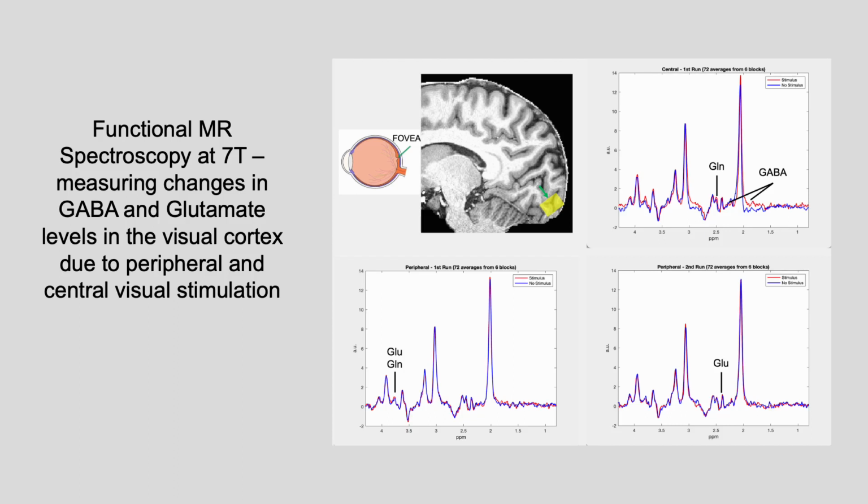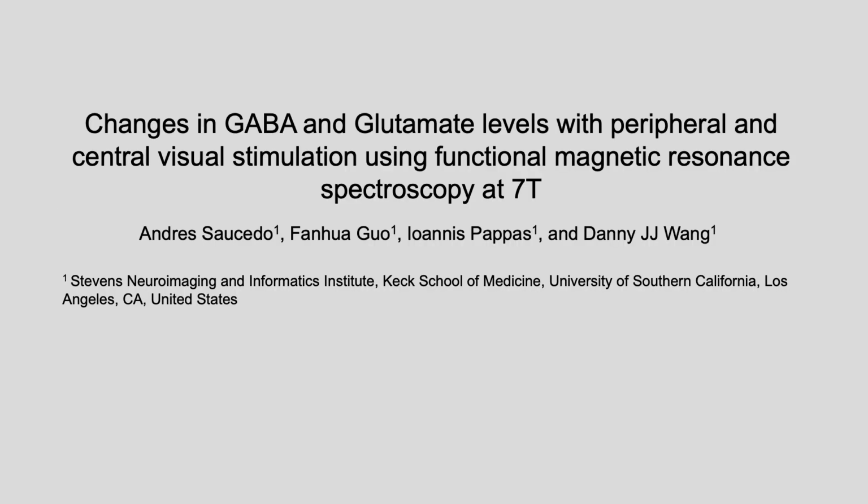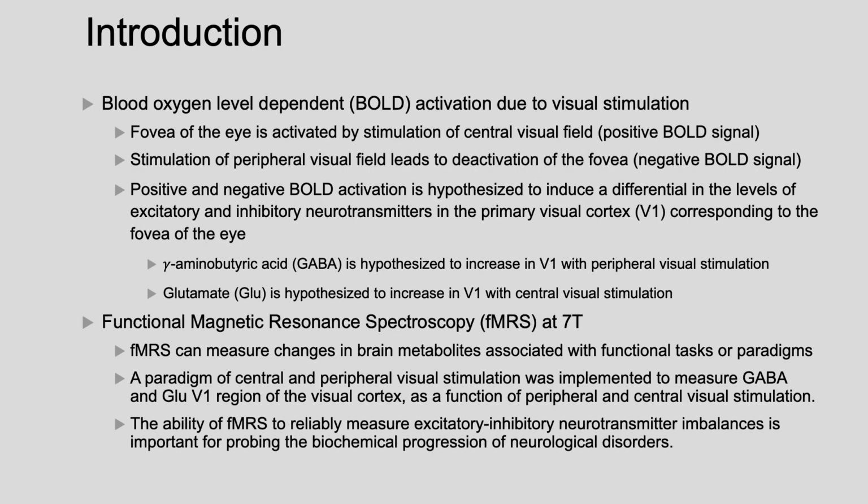This abstract is about functional MRS at 7T to measure changes in GABA and glutamate within the visual cortex due to peripheral and central visual stimulation. The blood oxygen level dependent signal increases during active stimulation of the central visual field, and this is reflected in the fovea of the eye. However, in the peripheral stimulation, the fovea is no longer directly stimulated, and there is a negative BOLD signal.